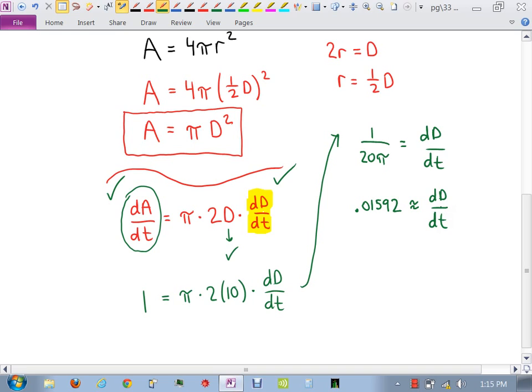And how is this measured? How do you measure this quantity? I mean, that's a speed, right? That's a speed that the diameter is changing. The diameter is measured in what? Centimeters, right? And time is measured in minutes here, right? So the unit next to this should be centimeters per minute.